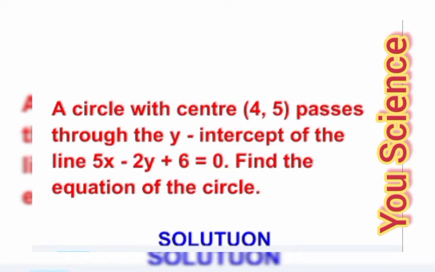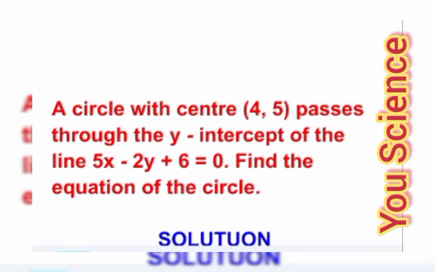Question is taken from Unilag Foundation entrance examination. So the question is, a circle with center (4, 5) passes through the y-intercept of the line 5x minus 2y plus 6 equals 0. Find the equation of the circle.